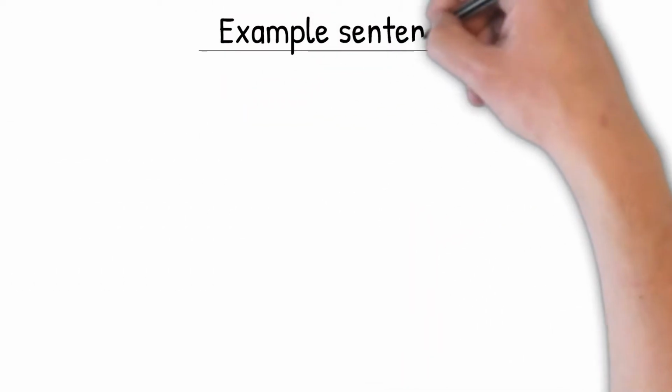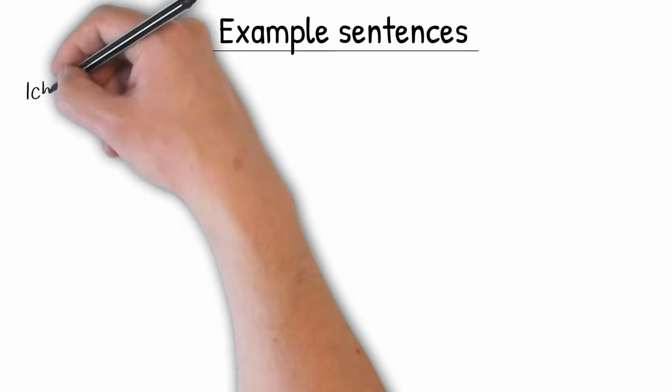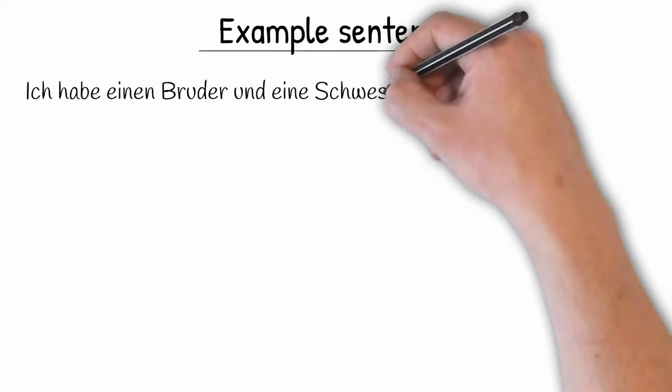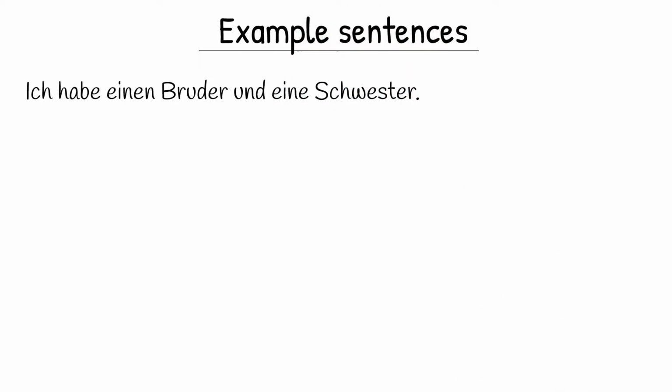Here are some example sentences. I'm going to say them in German, all of them first, and give you a chance to pause the video and see if you can translate them yourself. And then I'll provide the English translation. To start with, ich habe einen Bruder und eine Schwester.